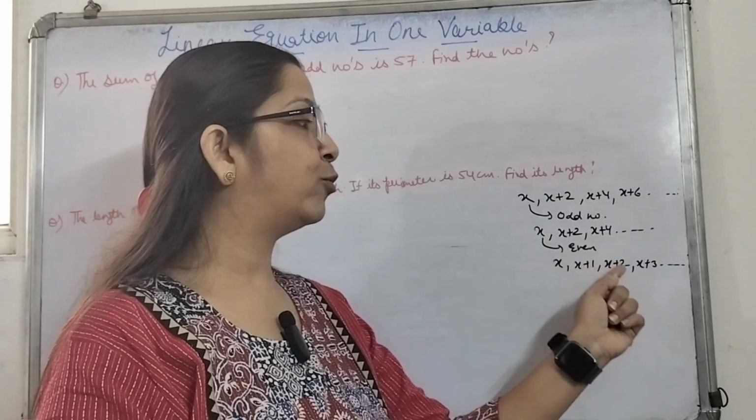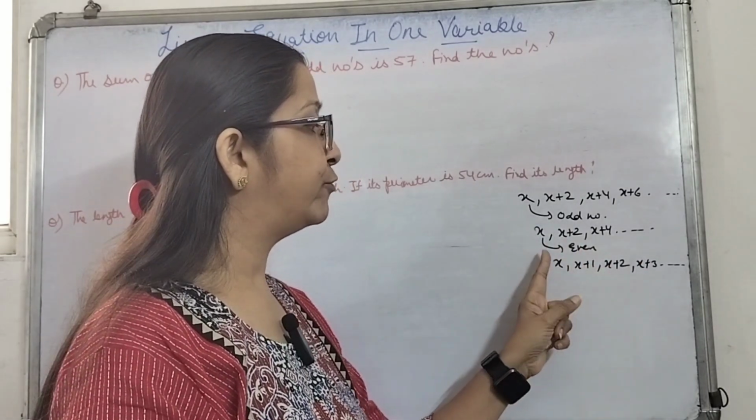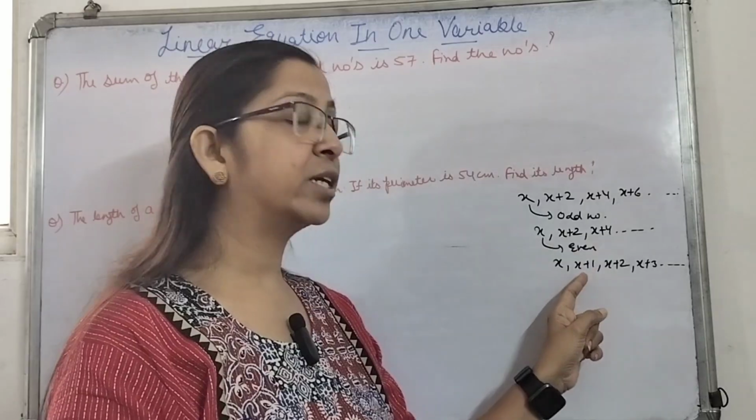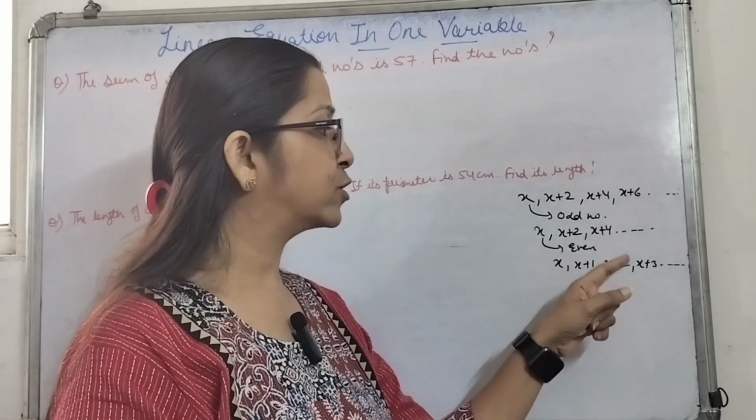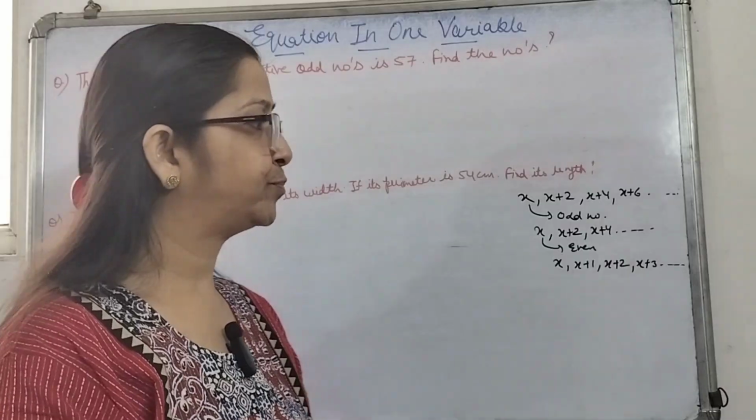If we add 1 to the previous number, we will get the next number. So if the first number is x, another consecutive number will be x plus 1. The next consecutive number will be x plus 2. Like this will be the numbers.